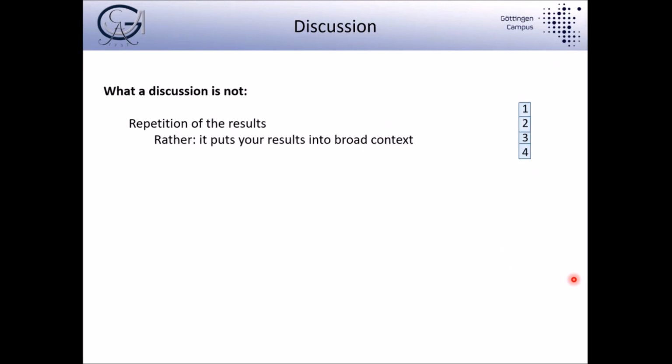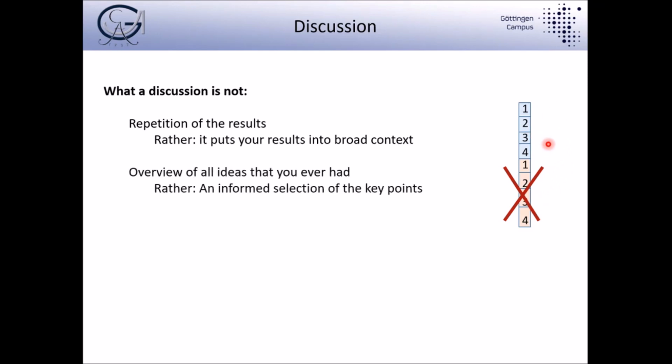What a discussion is not. It is definitely not just a repetition of results, and actually this is something that many people do, and it's rather poor. So let's say we have one series of experiments from 1 to 4, and if you now just duplicate these chapters and just repeat your experiments once more in the discussion and add one reference and one idea to that, this is usually a poor discussion, which is not good. You should really go beyond this structure and really think of overarching key statements that you want to make.